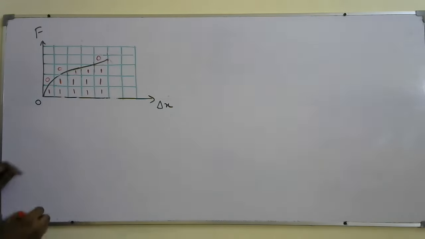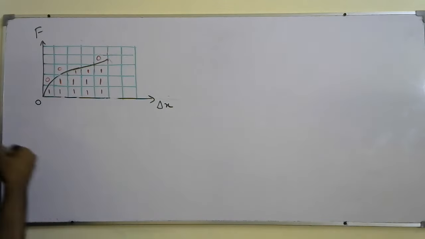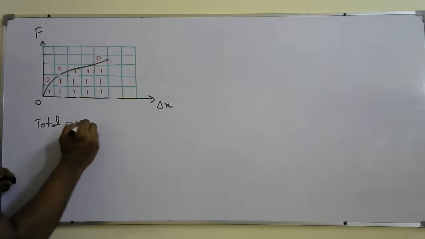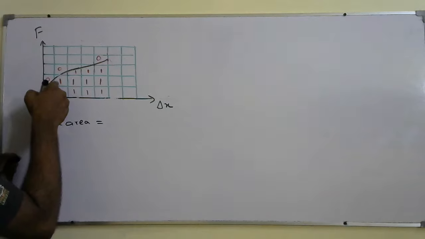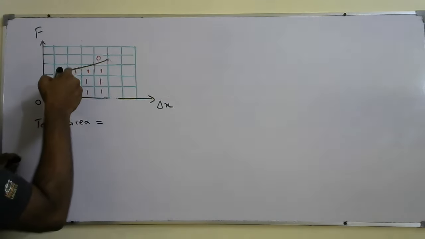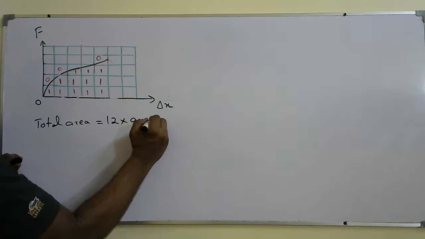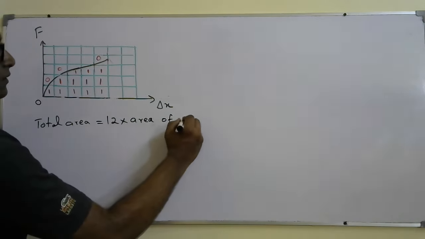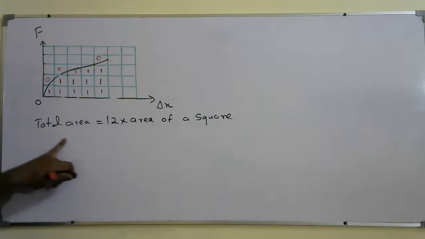Now how many ones are there? So we can say total area under the graph is 1, 2, 3, 4, 5, 6, 7, 8, 9, 10, 11, 12. 12 into area of a square. That's the way you find the area under the graph.